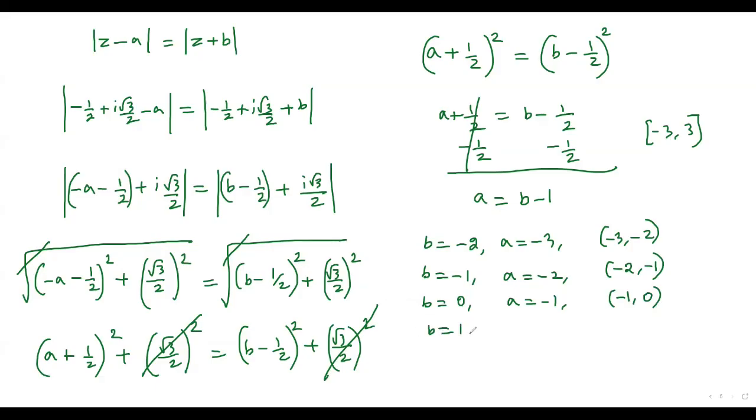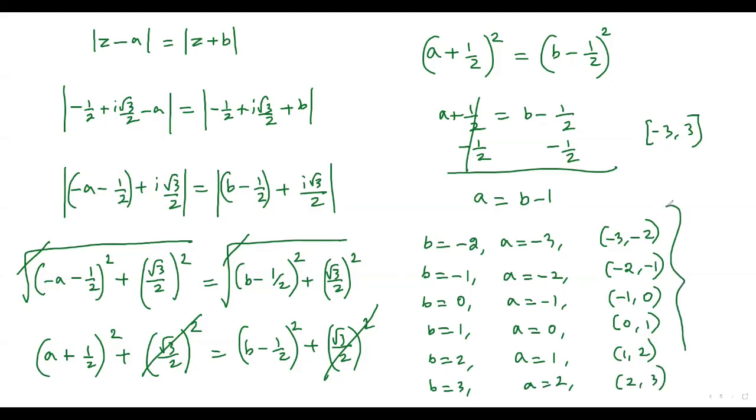Then we can take b equals 1. When I take b equals 1, 1 minus 1 is 0, that is a equals 0. Then I'm getting 0 comma 1. Now let me take b equals 2. When I take b equals 2, 2 minus 1, that is a equals 1. Then I'm getting 1 comma 2. Now let me take the last value of b in the closed interval, that is 3. When I take b equals 3, 3 minus 1 is 2, that is a equals 2, and I'm getting 2 comma 3.